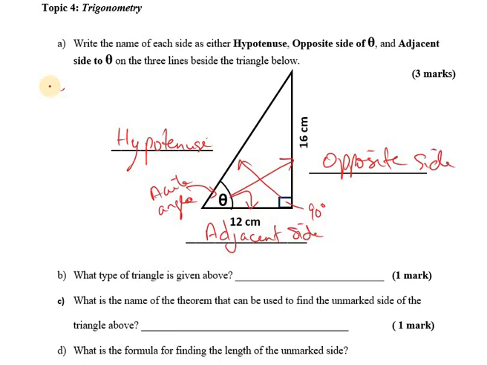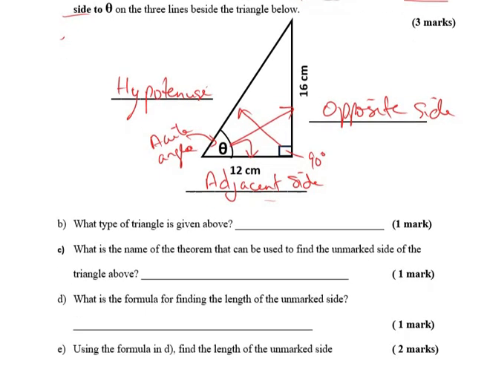Okay, you don't have to put the entire word opposite side of theta or adjacent to theta. You can just put opposite side or adjacent side. That's sufficient. But we know it's in relation. Adjacent side is in relation to the acute angle theta, and the opposite side in relation to the acute angle theta. The only one that's in relation to the right angle is the hypotenuse. Okay, so let's go down to the part B.